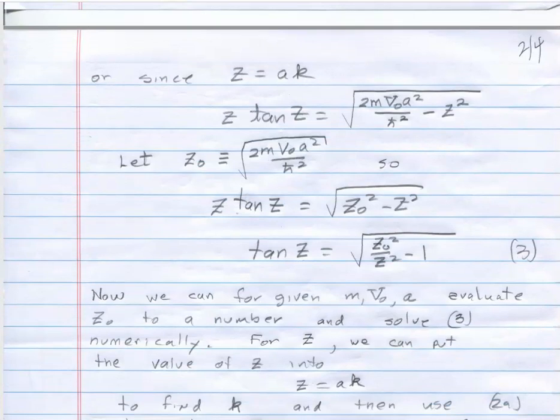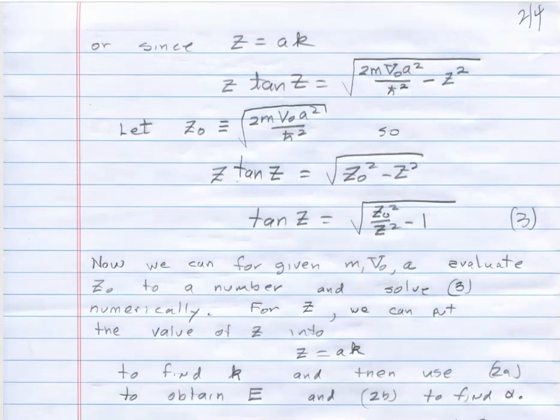So I evaluate it one time for a given potential well. I evaluate what the potential well constant z naught is to a numerical value, and then I've got an equation just in z, assuming I know what the number z naught is, and I can solve it numerically. Now you can use really any numerical technique that you're familiar with. So you might use Newton's method or Newton-Raphson, and there are some other techniques, just simple iteration, etc.